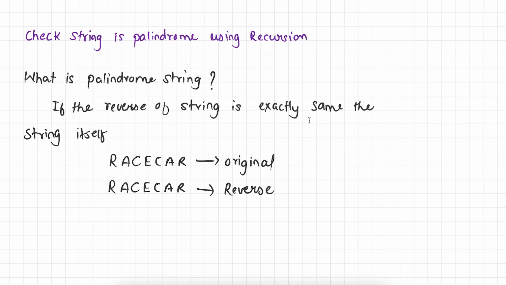So before we move ahead, let's first understand what it means by palindrome string. A string is said to be a palindrome if the reverse of that string is exactly the same as the string itself. Okay, so let's understand this definition with this example. Here the given string is racecar and this is the original string. If we reverse this string, it again becomes racecar only. So we can say that this string is palindrome.